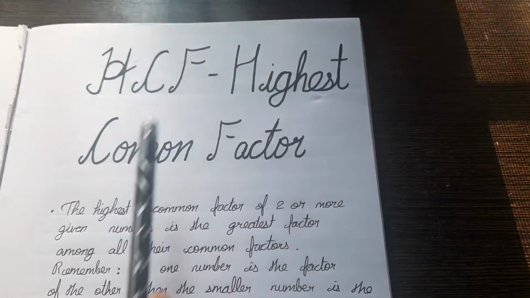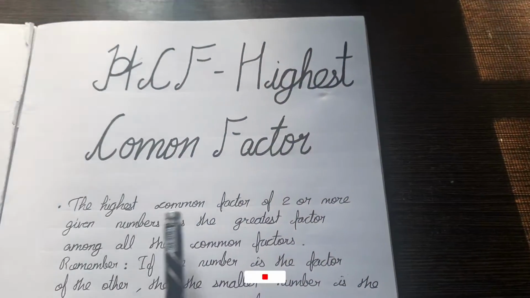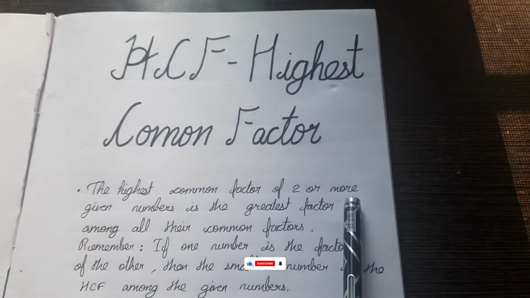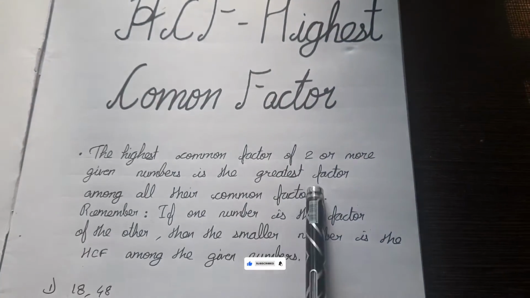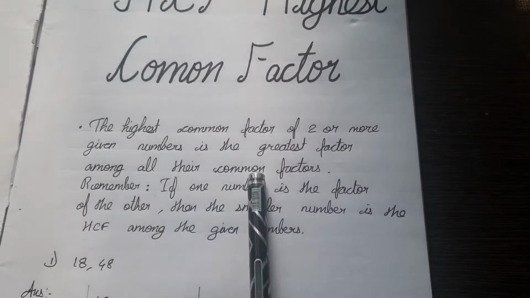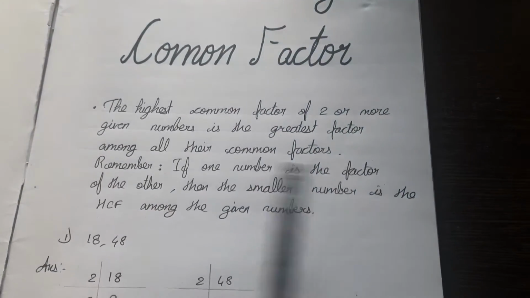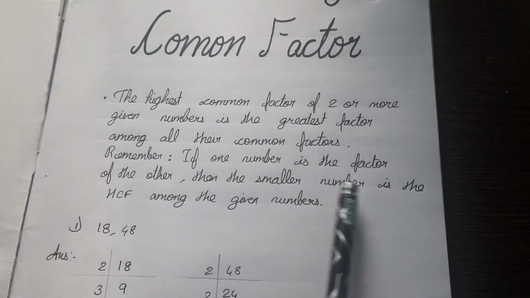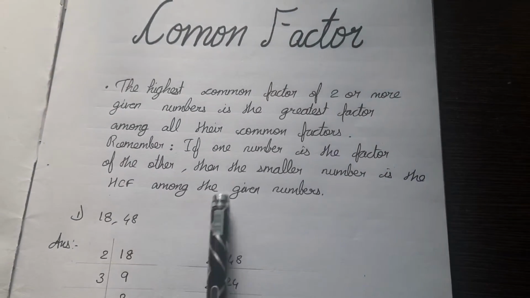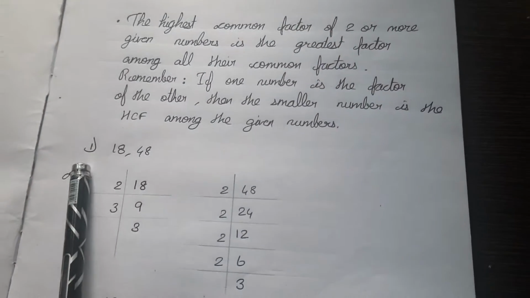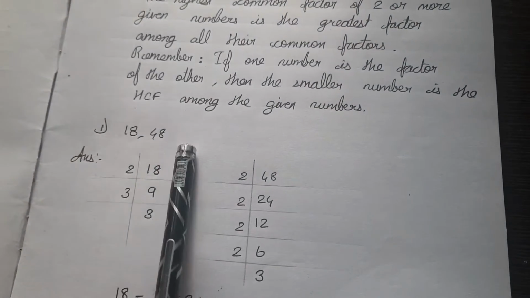HCF, highest common factor. The highest common factor of two or more given numbers is the greatest factor among all their common factors. Remember, if one number is the factor of the other, then the smaller number is the HCF among the given numbers. First one, 18, 48.